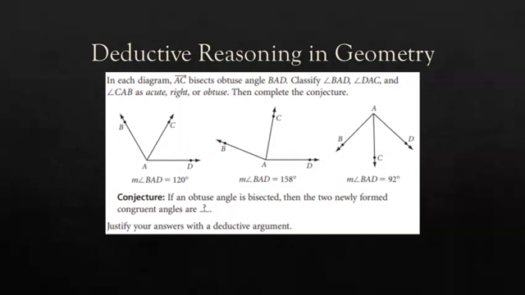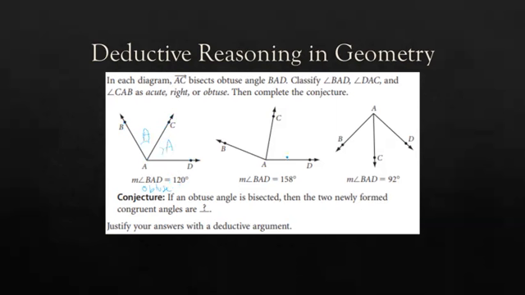So what do we think this one is right here? We have BAD, and this one is 120. So BAD is going to be obtuse. And then what do we think of BAC and CAD or DAC? These two both look acute.